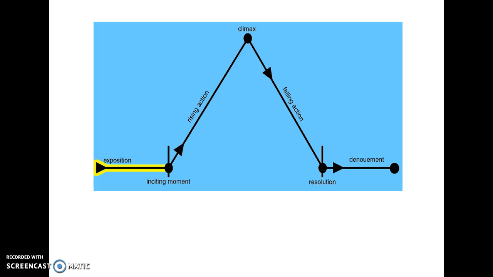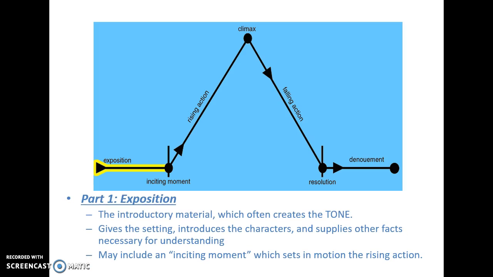Let's look at each story element individually. In the exposition, we get the introductory material, which often creates the tone. It gives the setting, introduces the characters, and supplies other facts necessary for understanding. It may include an inciting moment, which sets in motion the rising action.